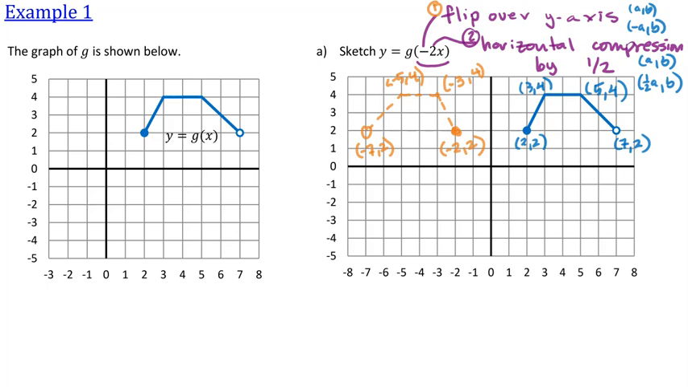So if I take the point (-2, 2), I'm going to cut its x-coordinate in half, and it will move over to (-1, 2). So I'm going to land at (-1, 2). The open circle at (-7, 2), when I cut x in half, will land at (-3.5, 2).